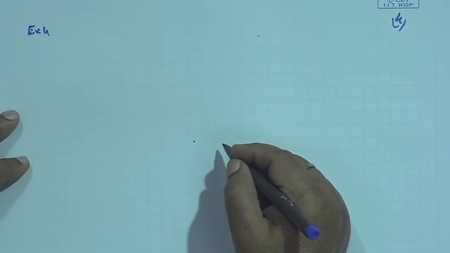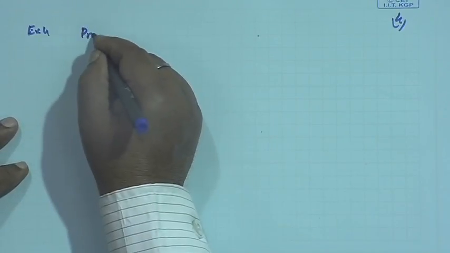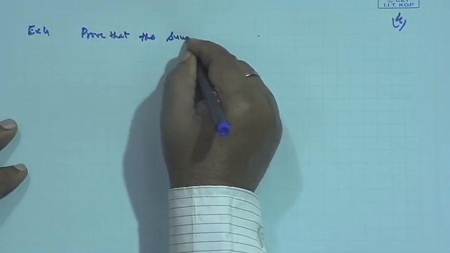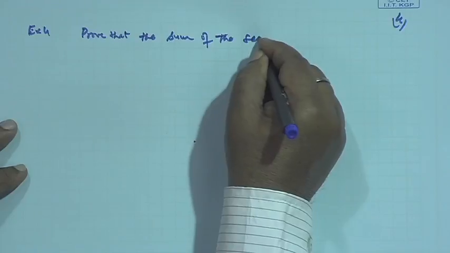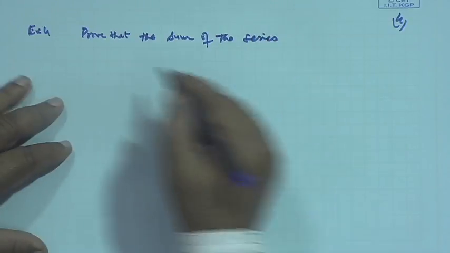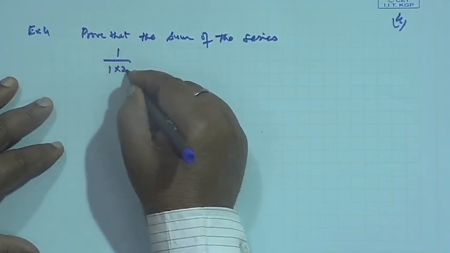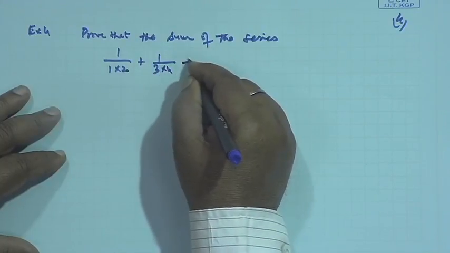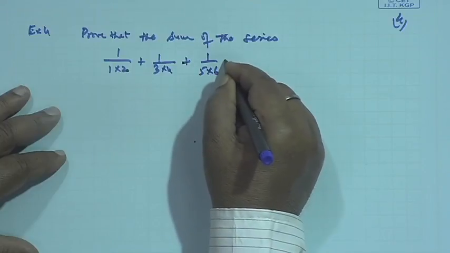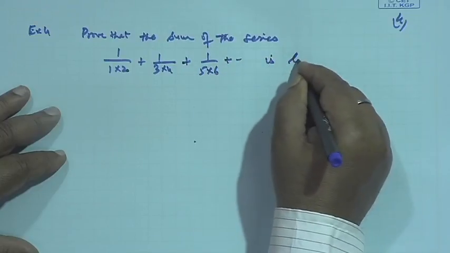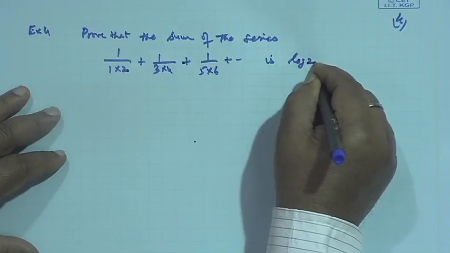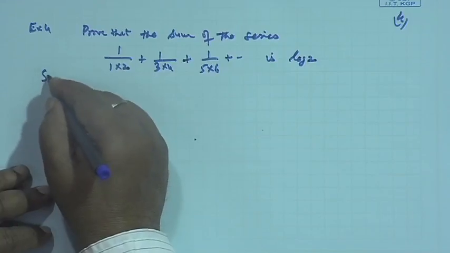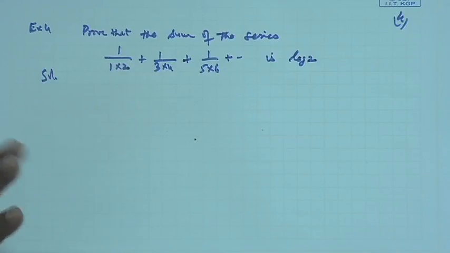Prove that the sum of the series 1 over 1 into 2 plus 1 over 3 into 4 plus 1 over 5 into 6 is log 2. So, this is basically nothing, it is simply a definition.